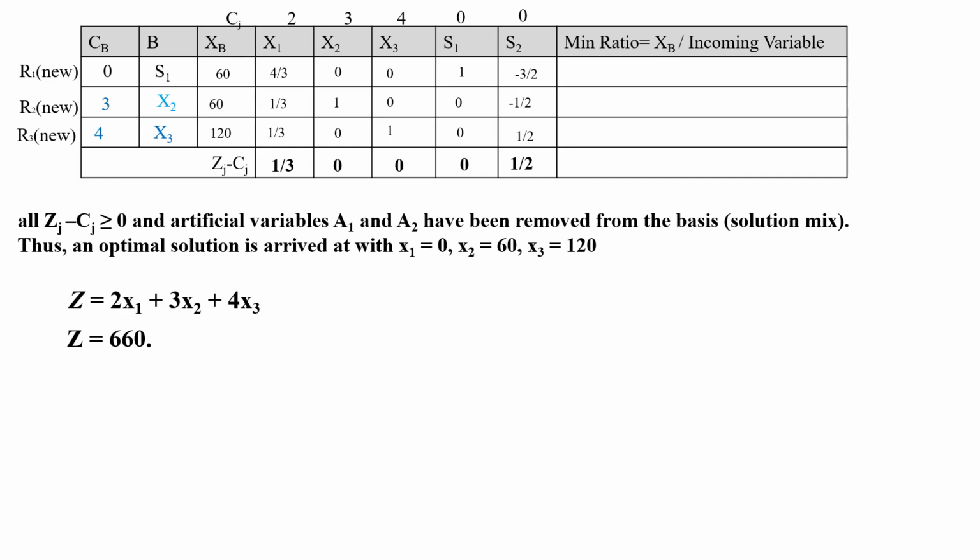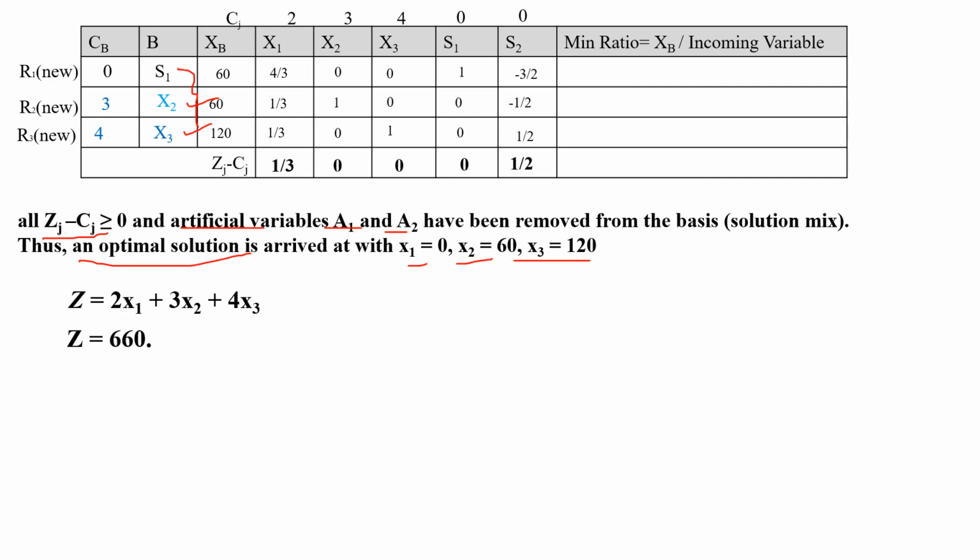So all the zj minus cj values are greater than or equal to 0, and also the artificial variables a1 and a2 have been removed from the basis. Here observe that we are not having any artificial variables. So then the optimal solution is arrived. So here we arrived at the optimal solution with x1 equal to 0, because there is no x1 variable in the basis. So x1 value is 0, x2 value is 60 and x3 value is 120.